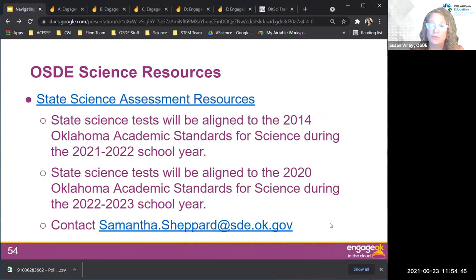There are also resources for state science assessment. We want to remind you that the state science tests will be aligned to the 2014 Oklahoma Academic Science Standards this school year, and they will be aligned to the new 2020 standards beginning the 2022 to 2023 school year. If you have any questions about that, please contact Samantha Shepard. She is the science assessment coordinator.